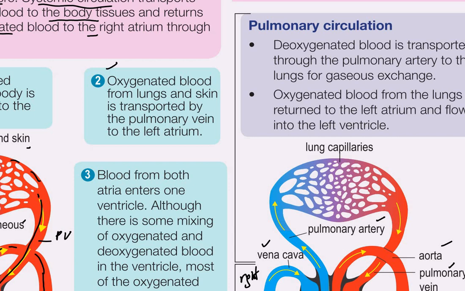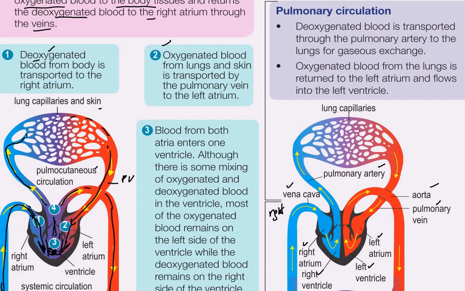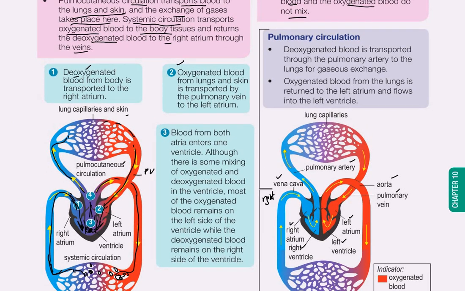Okay, we can refer to the explanation here, so make it smaller. Deoxygenated blood is transported through the pulmonary artery to the lungs for gases exchange. Oxygenated blood from the lungs is returned to the left atrium and flows into the left ventricle. Okay, so this is known as pulmonary circulation. So the first one we see here, number 1, deoxygenated blood is transported through the pulmonary artery to the lungs for gases exchange.